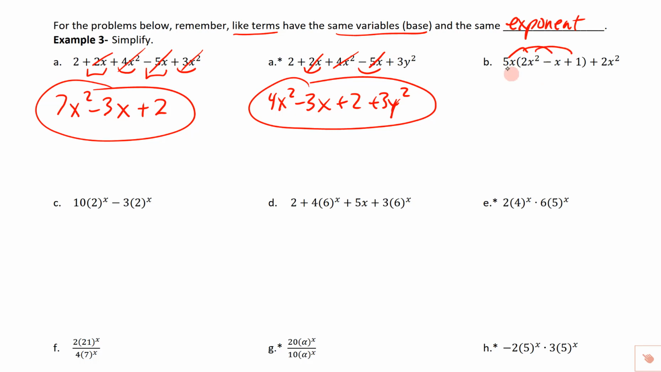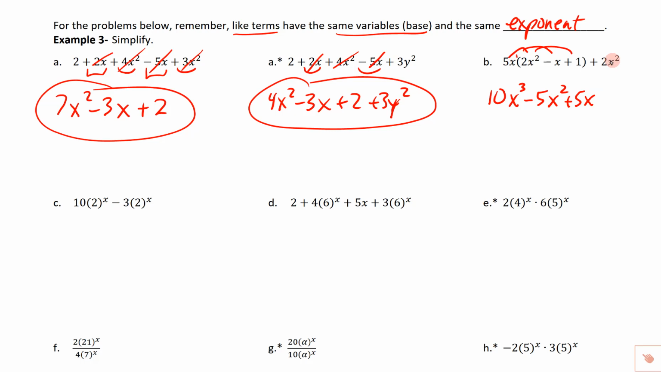So this is going to be, let's see, 5x times 2x squared. The coefficient's going to be 10, and then we're going to have x to the, remember that's to the 1st, times x to the 2nd. We add the exponents together. If we multiply here, this is going to be negative 5x squared. Remember, x times x is x squared. And then 5x times 1 is going to be 5x.